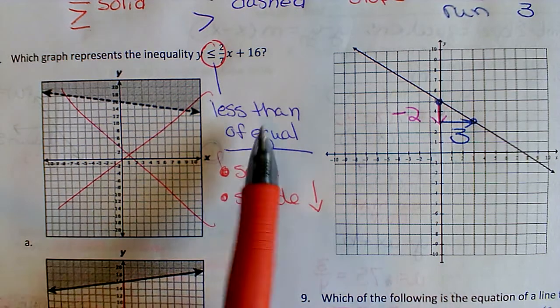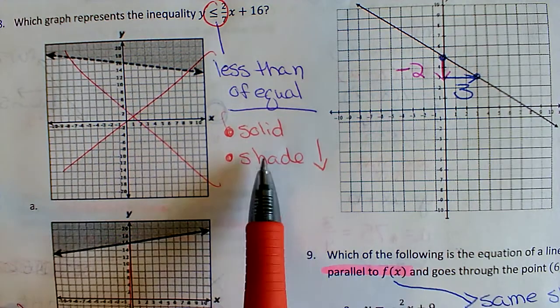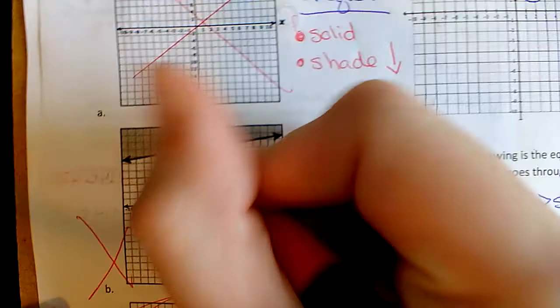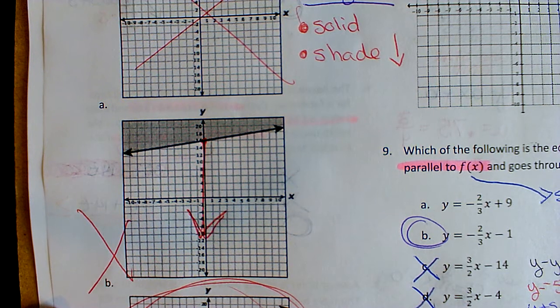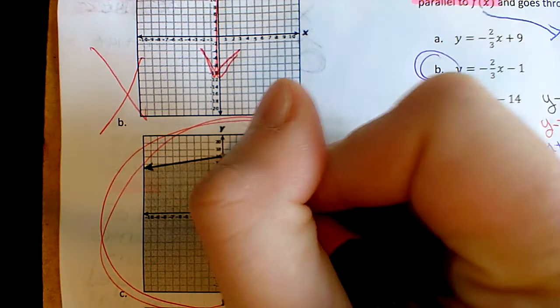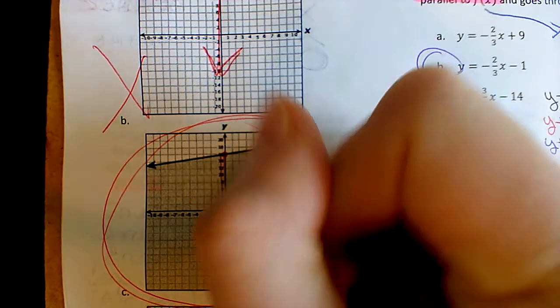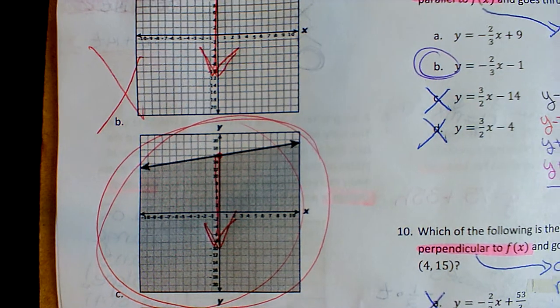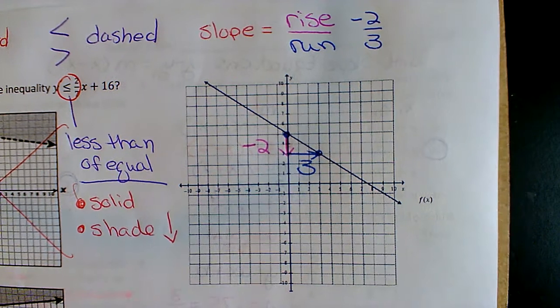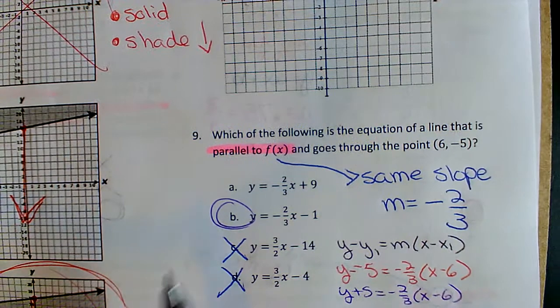Now, as far as the shading goes, this is a less than sign, which means that we should be shading down. Well, if I moved down from the y-intercept on answer choice B, I am not in the shaded area. That's why it's not the solution. But on answer choice C, I start at the y-intercept, and I move down, and I am in the shaded area. That's my solution.